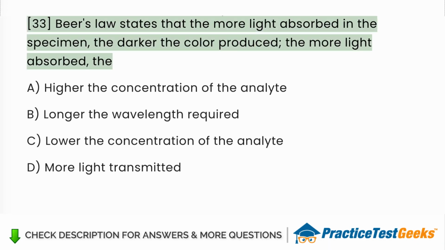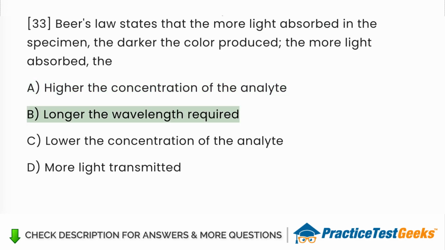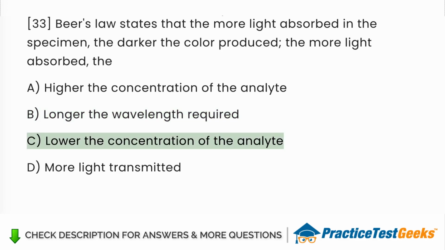Beer's law states that the more light absorbed in the specimen, the darker the color produced, the more light absorbed, the A. Higher the concentration of the analyte. B. Longer the wavelength required. C. Lower the concentration of the analyte. D. More light transmitted.